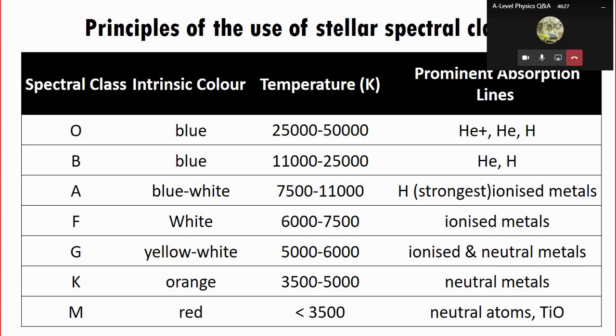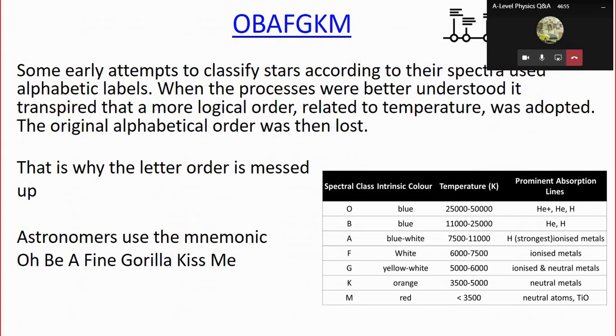Has anyone got a nice, easy way of remembering a random collection of letters? Oh wait, I can't remember the name of it. Sorry. What is the word where you give every letter a random word and you make a sentence? It's a mnemonic. That is it. So this is the slightly less sexist these days mnemonic that we use: Oh, be a fine gorilla, kiss me. You can use girl or guy depending on your preferences if you would like. Gorilla is the extremely gender neutral and extremely weird substitution that you can make if you like.